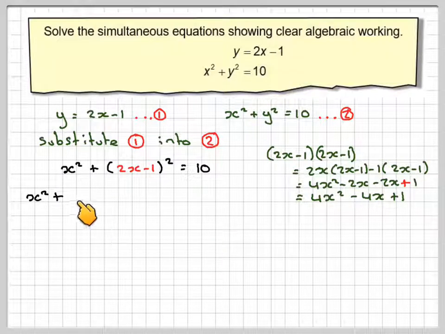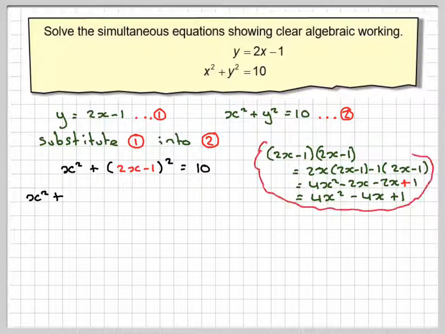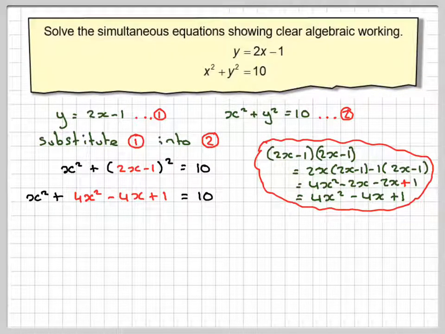That now needs to be substituted into here. So you get 4x squared minus 4x plus 1 is equal to 10. This is a quadratic. We now just put it in the format of a quadratic so I can solve it. So you now get x squared plus 4x, which gives you 5x squared, minus 4x, and then 1 minus 10 gives you minus 9, and that's equal to 0. You now have to solve this with the quadratic formula, or it does actually factorize.